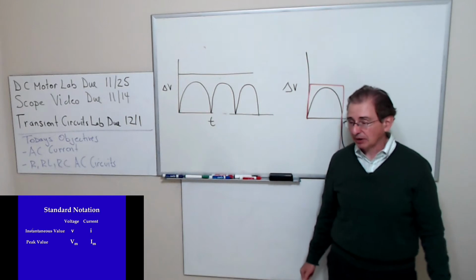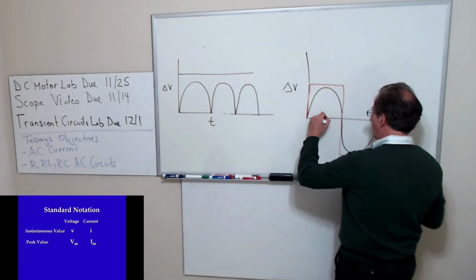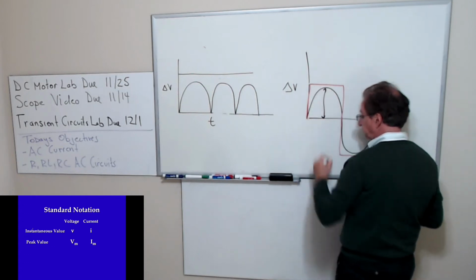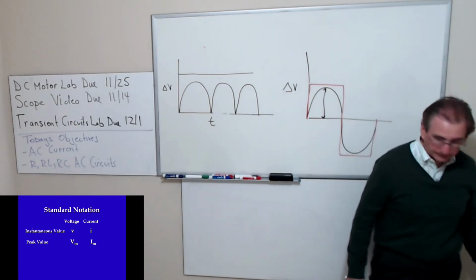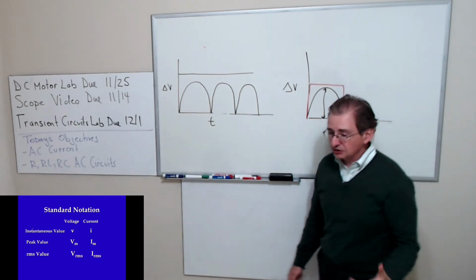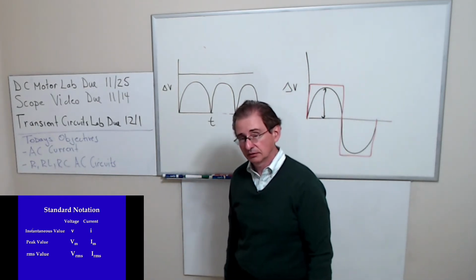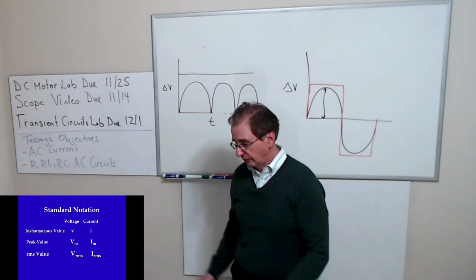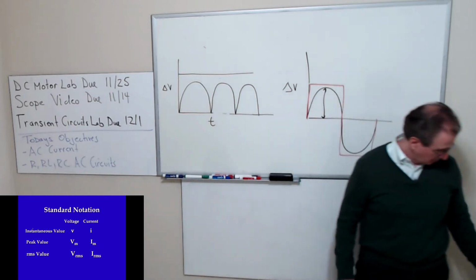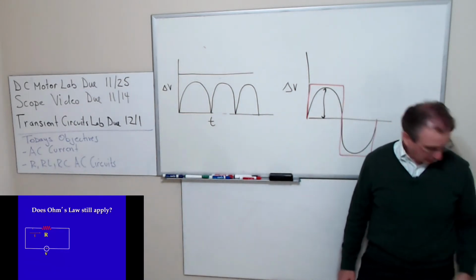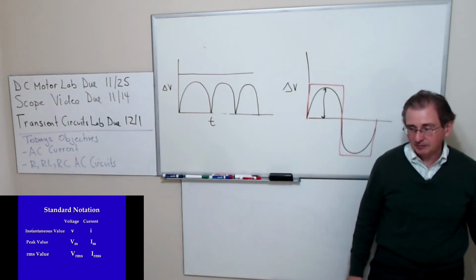Capital V's and capital I's represent peak values, or what I mean is this value in the graph, also known as the amplitude. And then we're also going to talk about the RMS value, which is related to the peak value. Your multimeters measure RMS values. So let me go back. I will write RMS as a subscript when we're talking about RMS values.